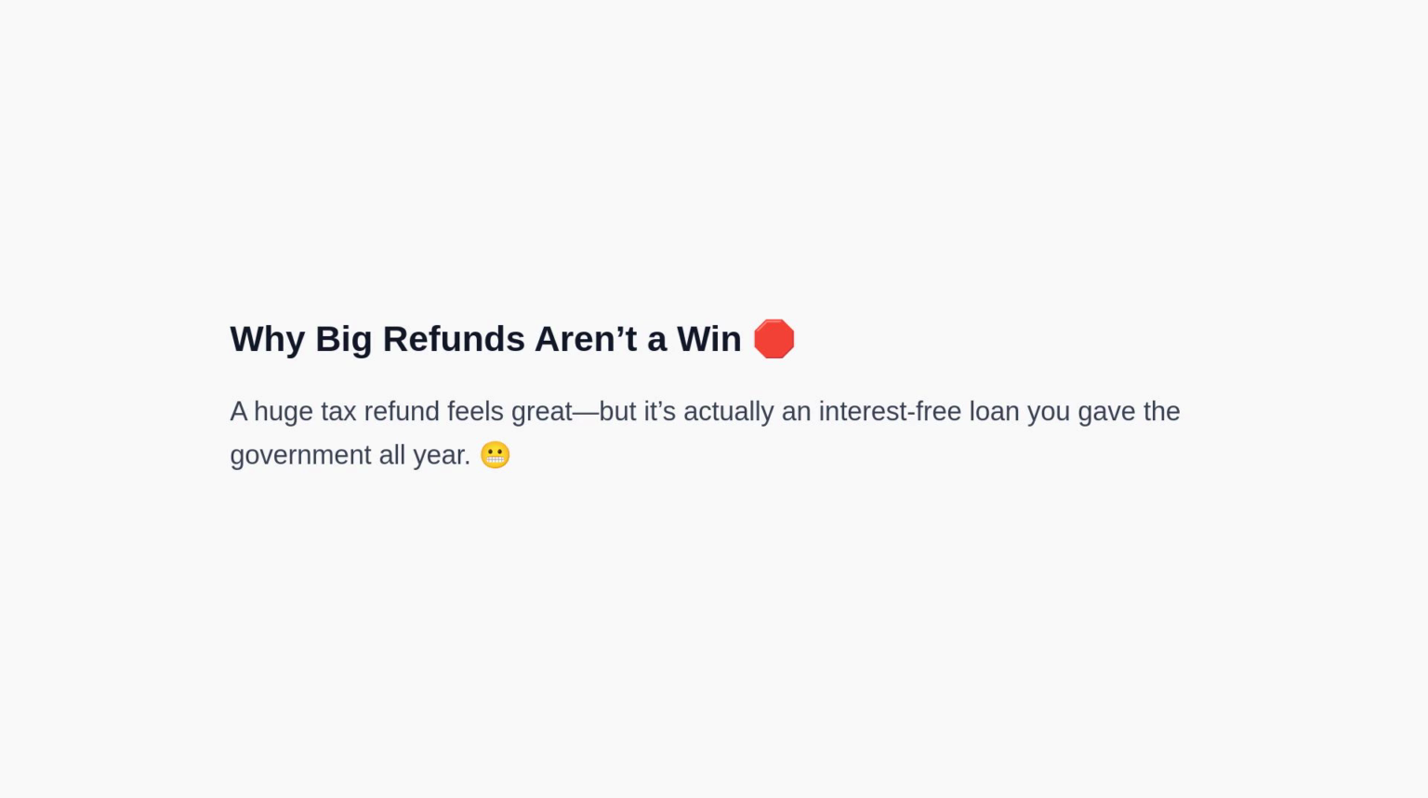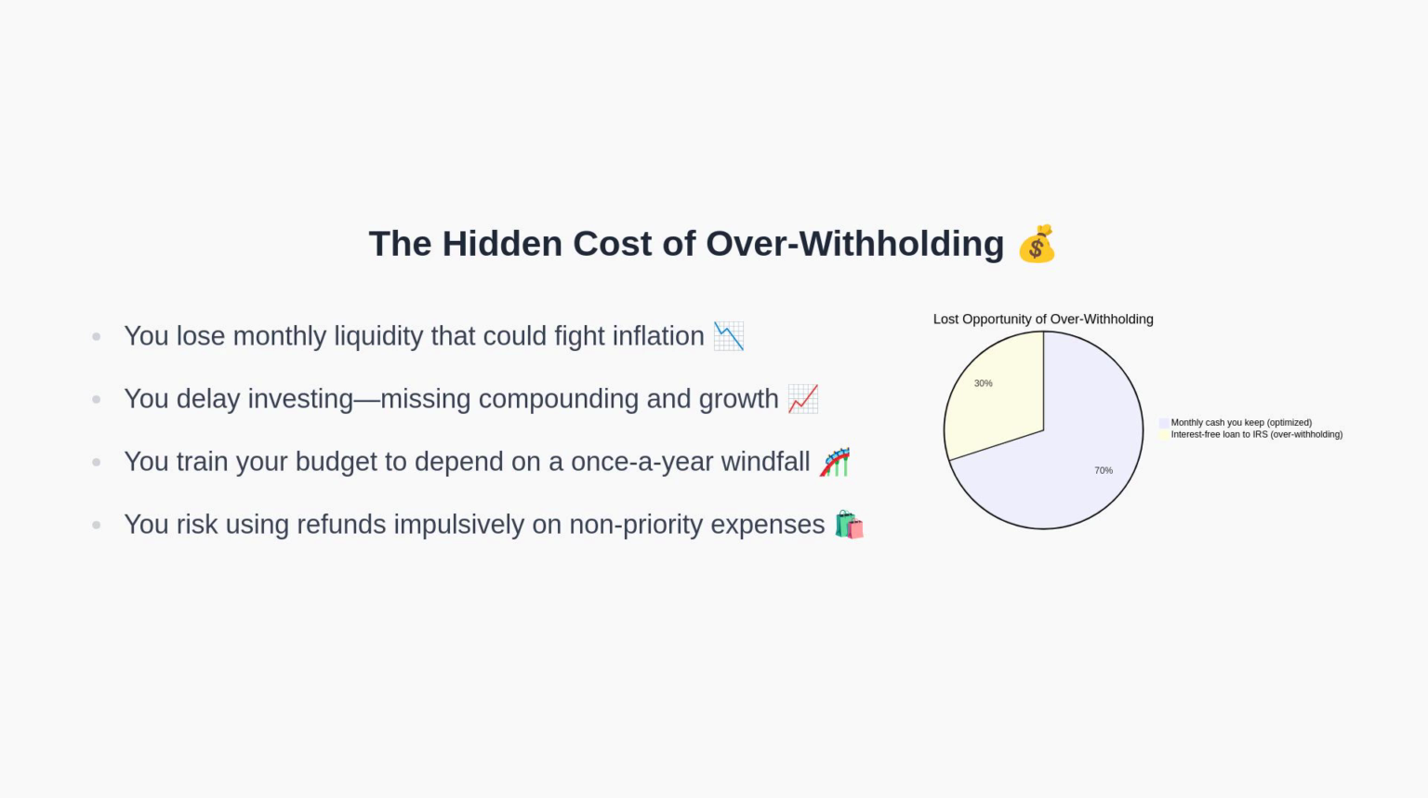Next, let's break down the cost of overwithholding. Overwithholding reduces your monthly liquidity, which is especially harmful during inflationary periods. The funds you send to the IRS could instead be invested regularly, capturing compounding over the year. Relying on a once-a-year refund creates volatility in your financial management and can lead to impulsive or unplanned spending. The goal is to shift from an annual refund to consistent monthly cash flow aligned with your financial priorities.